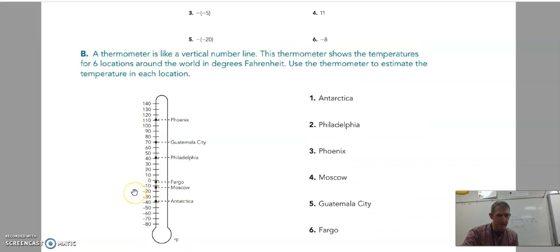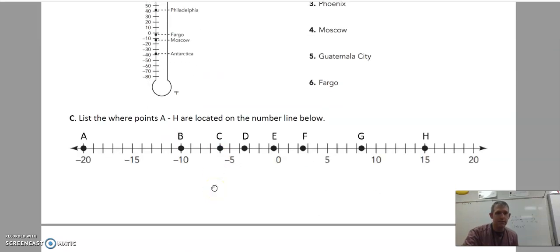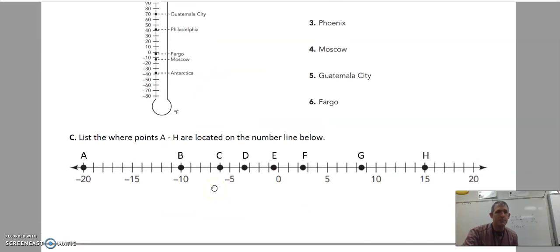Okay, finally on this last section, C, list the points A through H, where points A through H are located on the number line below. So let's look at A. A is right above -20, right? B, -10. What about C? If this is -5, what's this going to be? Well, remember, we're between 5 and 10, so it can't be 4. This needs to be a -6.